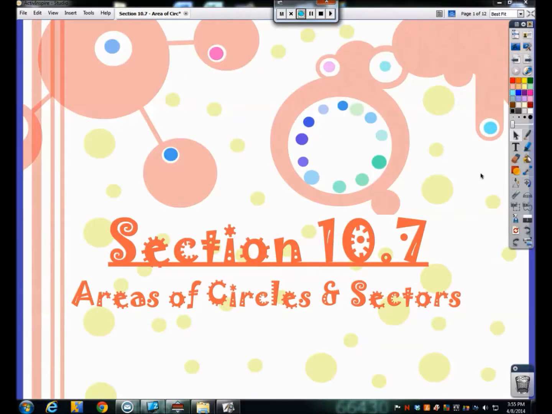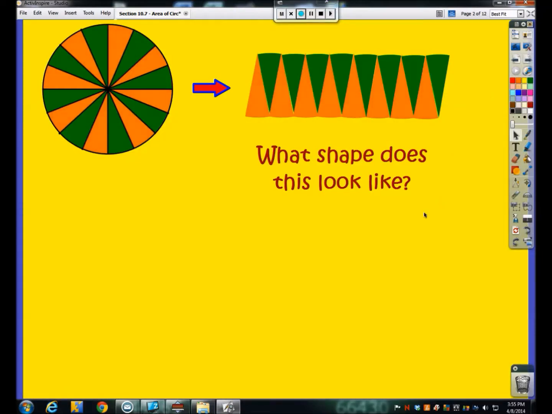Second video of our circle chapter. Instead of focusing on the outsides of circles with circumference and arcs, now we're going to focus more on the inside of our circles with areas and partial areas. Now, you might know what the area formula for a circle is. Most of you might know it's pi r squared, but why is it pi r squared? How can we derive the formula for the area of a circle?